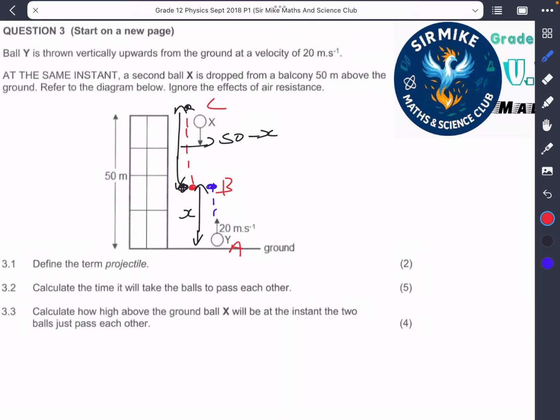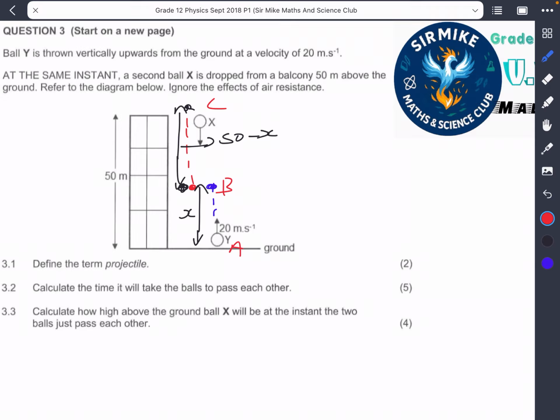So I know that the distance between A and B would be X, and the distance between point C and B would simply be 50 minus X. With these types of questions, we normally have to do a simultaneous equation. Remember that we don't know how high pole Y was when these two objects passed each other, and we also don't know after how many seconds they passed each other.